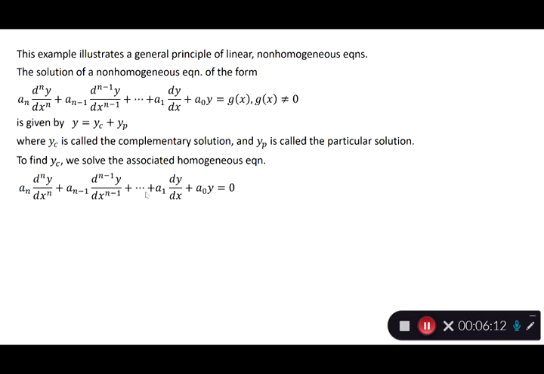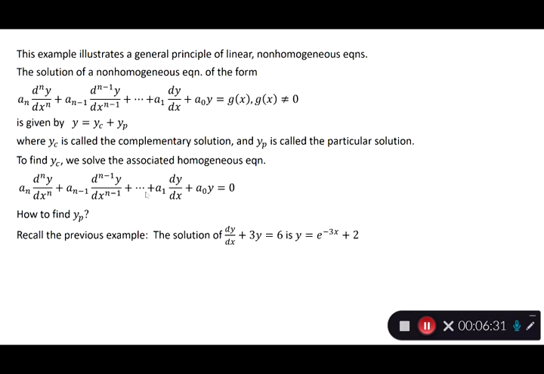But how do you get the y sub p? That's a different story. How to find y sub p is the only thing that we need to really learn, because we know how to get the complementary solution, and in this section we will find how to do that.